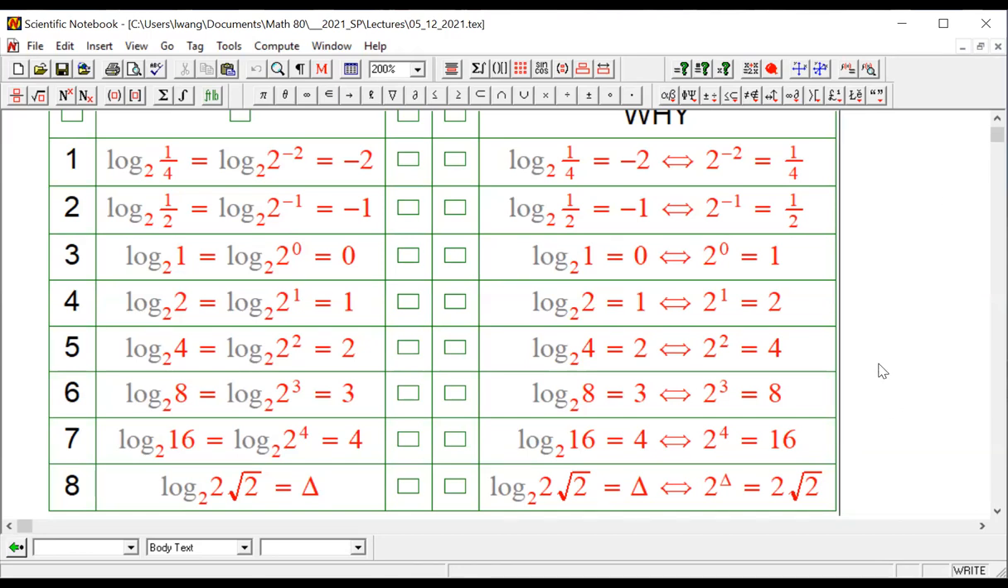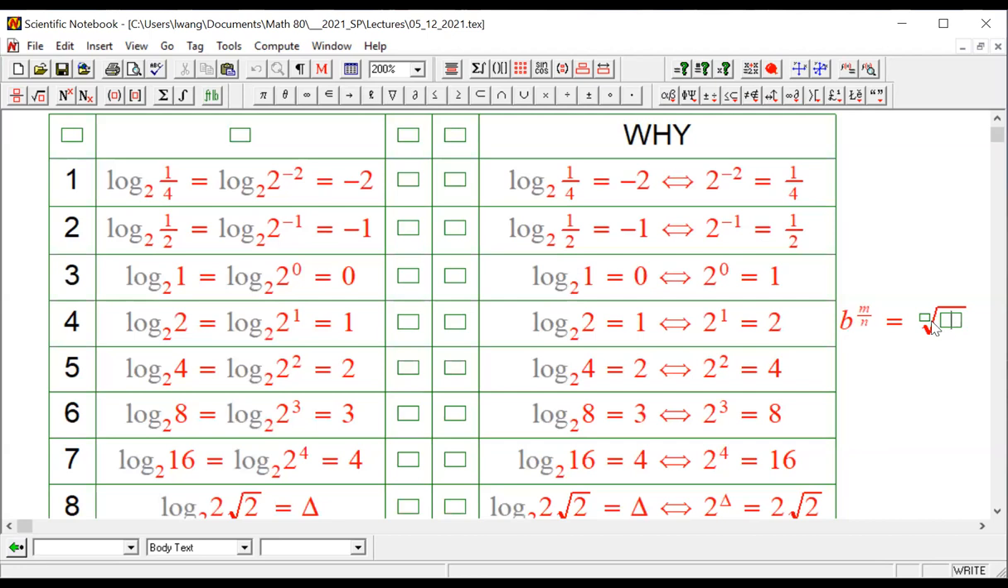And don't forget that b raised to the power of m over n is equal to the nth root of b raised to the power of m.